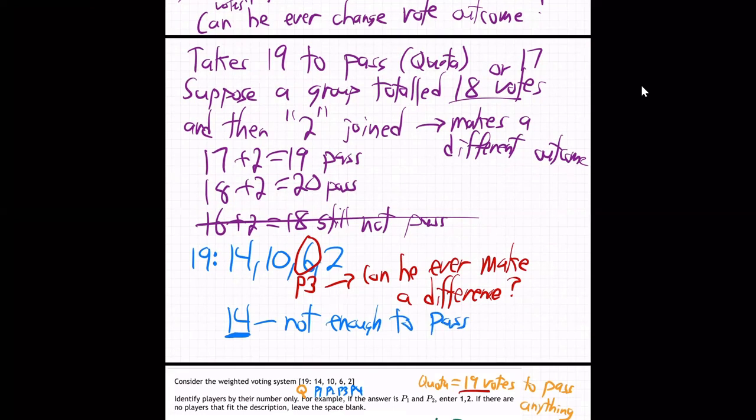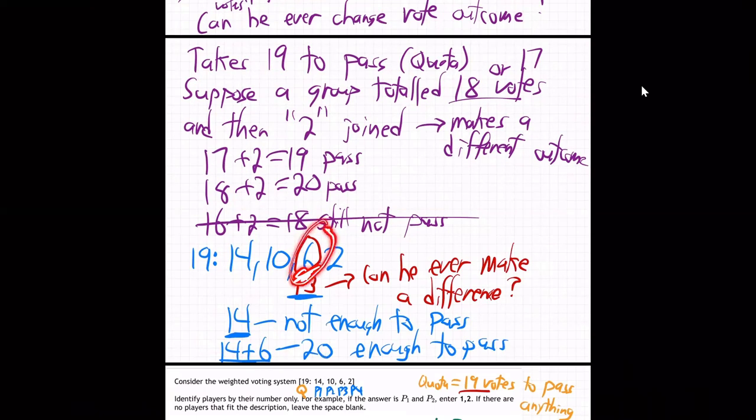And then all of a sudden, the 6 goes, okay, I'm going to join you. I like it too. I've changed my mind. Now it's 20. It's enough to pass. So 6 made a difference there. Player 3, with his 6 votes, made a difference, right? The 14 alone, suppose, was in favor of something, not enough to pass. 6 joins the team, boom, they pass. He makes a difference. So there's situations in which the 6 votes, player 3, would really make a difference in the outcome. So that's real power. So that player's not a dummy.